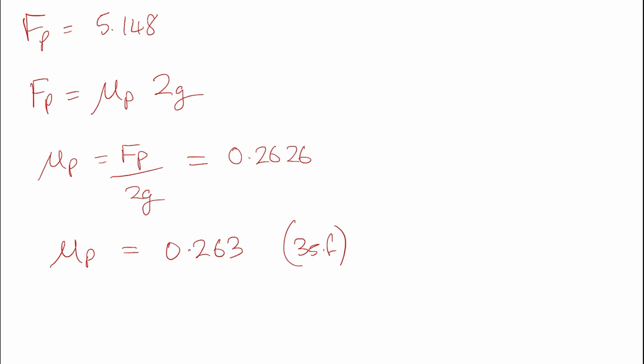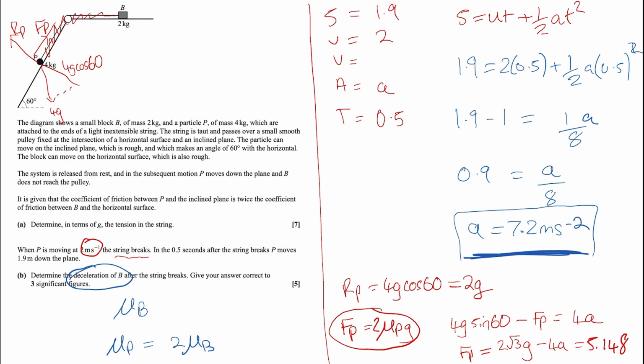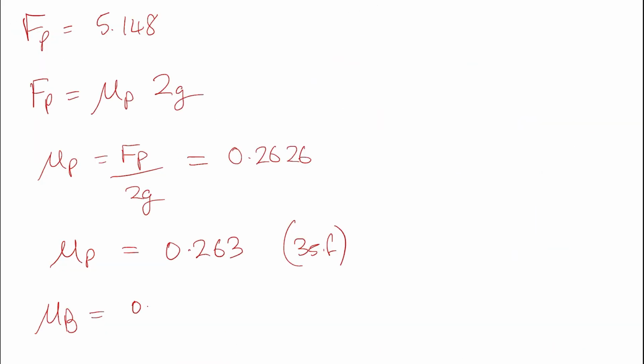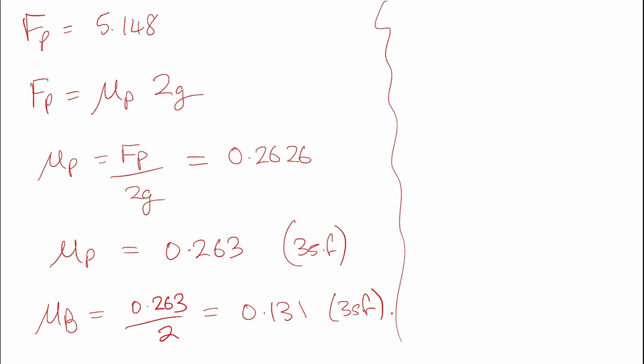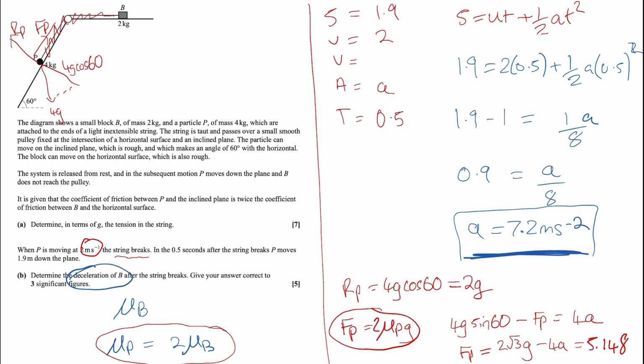And if I know what mu P is, I can now work out mu B. Because mu P was 2 lots of mu B. So to get mu B, I'm going to divide by 2. So divide my answer by 2, and I get 0.131. Again, to 3 significant figures. Okay, this is good now. So now that I know the coefficient of friction up at B, up here, I can now do a similar type equation.